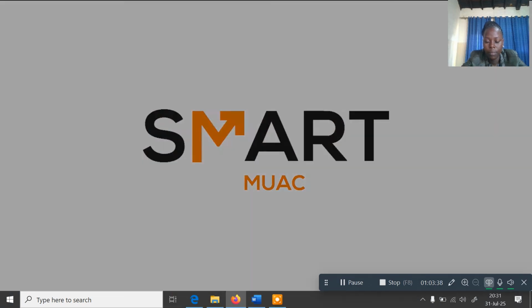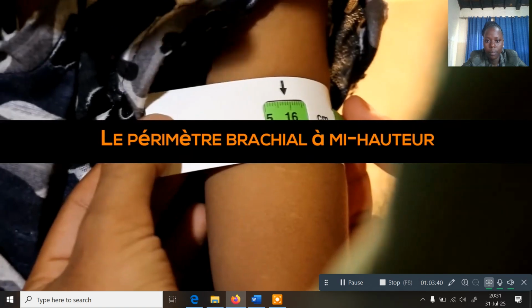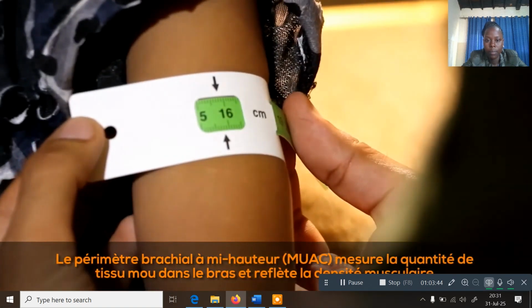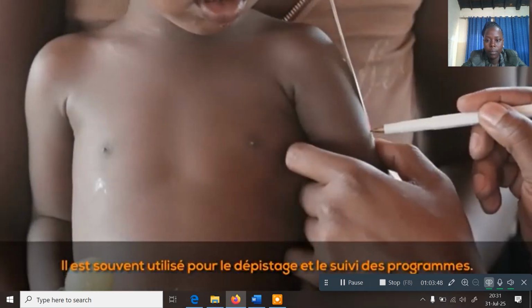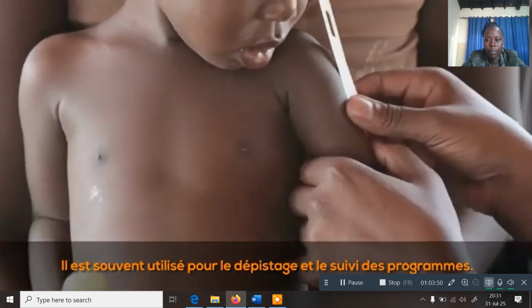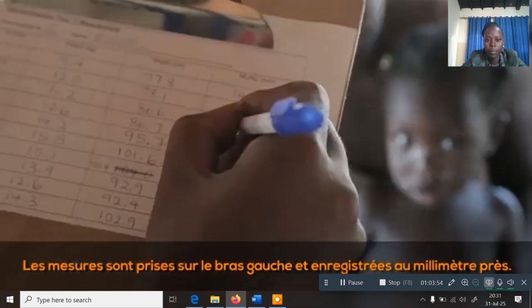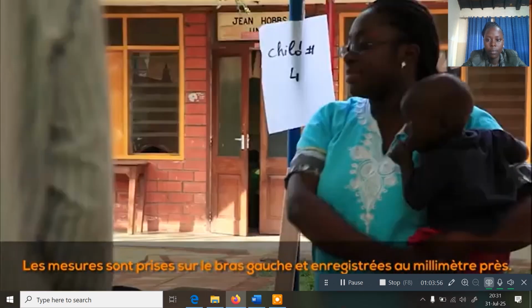MUAC. Mid-upper arm circumference measures the amount of soft tissue in the arm and reflects muscle density. It is often used for program monitoring and screening. Measurements are taken on the left arm and recorded to the nearest millimeter.